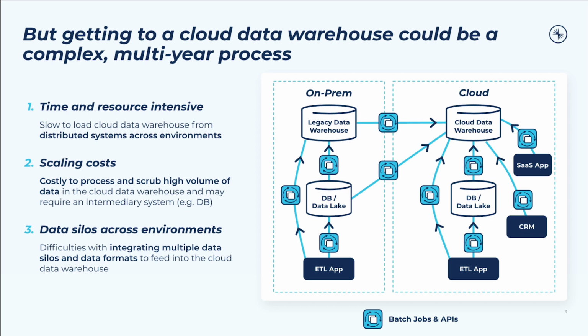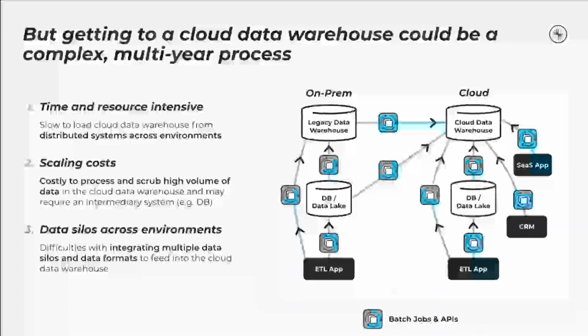Second, a large portion of the data needs to be processed and cleaned, but it gets expensive when large-scale data processing occurs inside the cloud data warehouse itself. In some cases, an intermediary step might be needed, like using another database for pre-processing. And finally, companies struggle with integrating multiple data silos with a variety of data models and schemas all across the organization with what you might hope is a single unified schema in the cloud data warehouse.